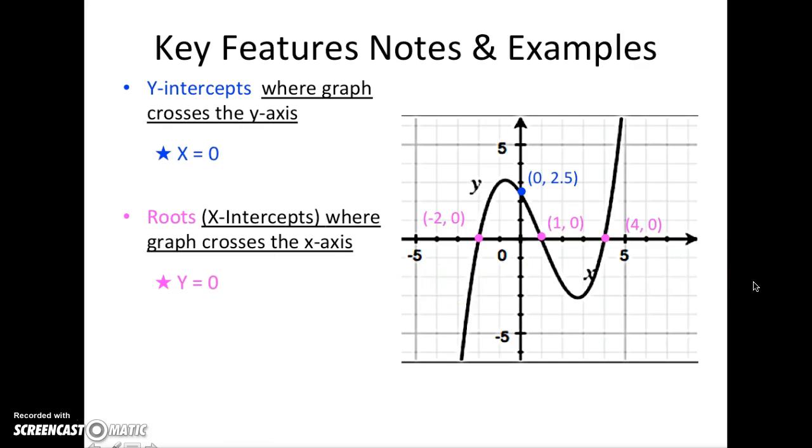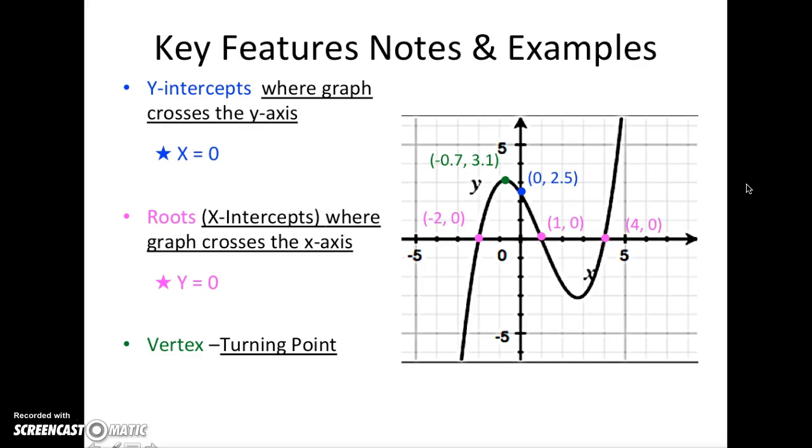The last key feature are known as the vertices, or the vertex in singular form. That's a turning point. So what I mean by turning point is if you're following this curve along from left to right, which is how we read it, we would go up, up, up, and then the graph will start to go down, down, down, and then up again. So what happens is at these 2 points, the graph changes directions or turns, and those are our turning points.